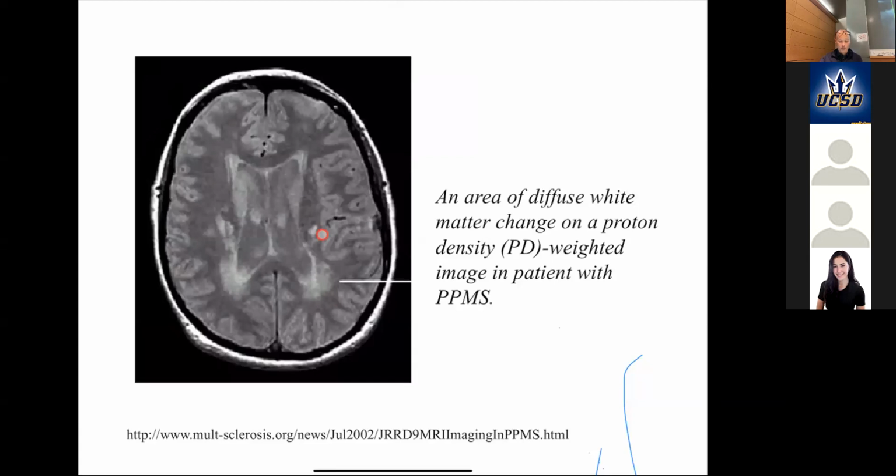For those who don't know, multiple sclerosis essentially attacks the myelin around the fibers. And so they're seeing it here in this subject. There's more for those of you who want to follow up on that. There's the link here.